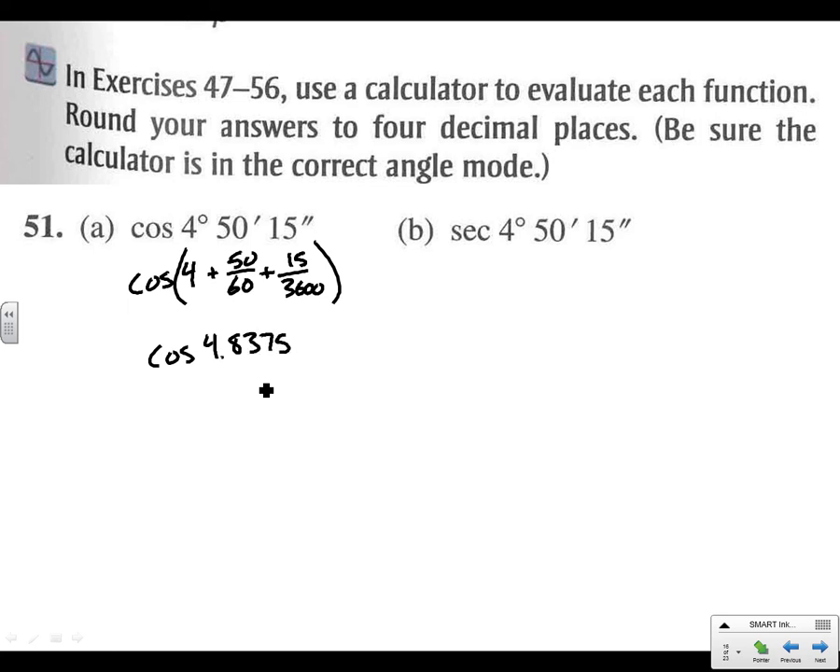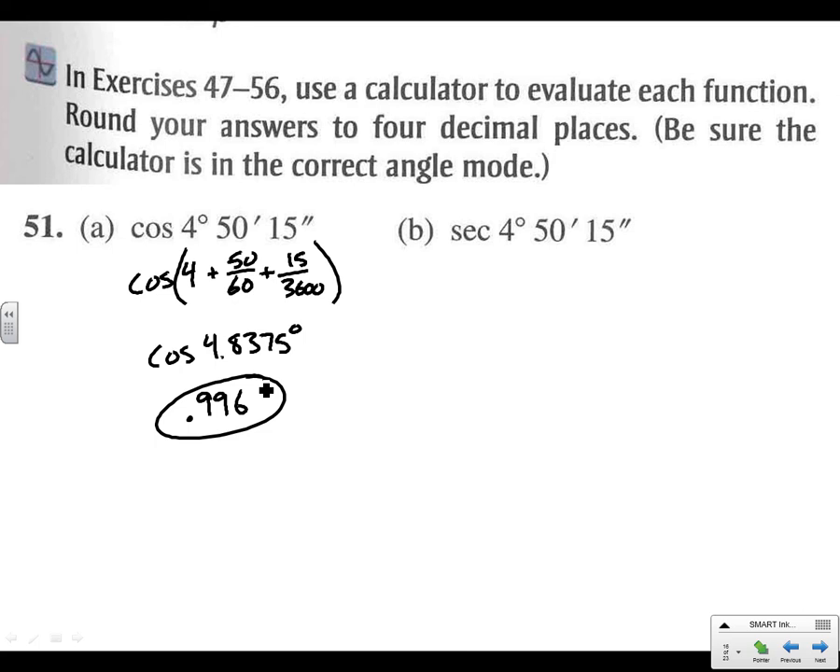75 degrees. And so I'm going to make sure I'm in degree mode. I was in radians. Now I'm in degree mode. And so I'm going to do the cosine of 4.8375, and I get 0.996. That's my answer. Go ahead and do secant as well.